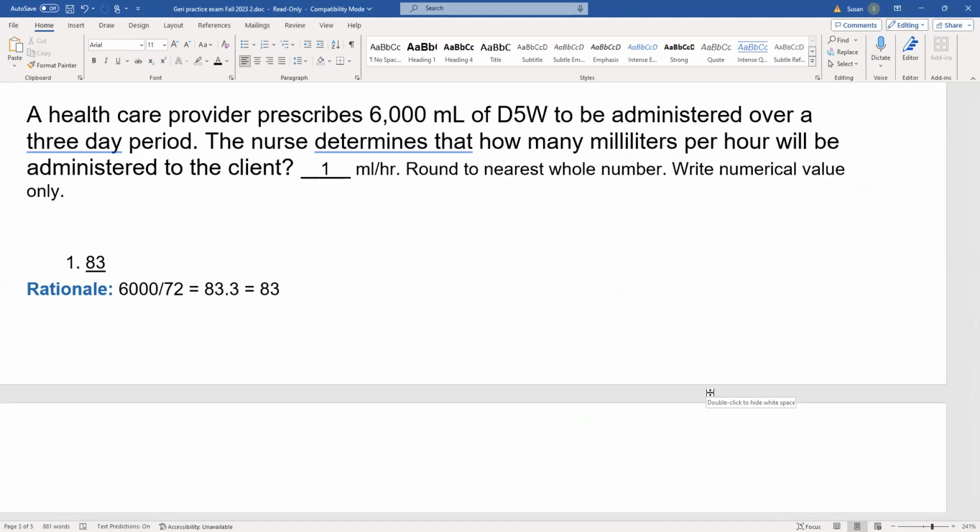Everybody's good with these ones, mLs per hour? You notice that the only thing in here is what the physicians prescribe. There's nothing on hand here. So all you can do here is your mLs over your time, okay? There's nothing else that you could actually do with this question because there's not enough information to do it.